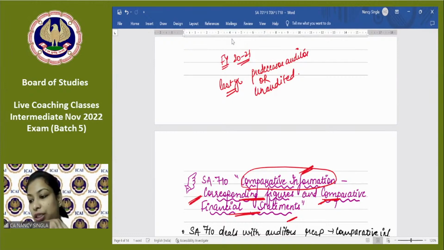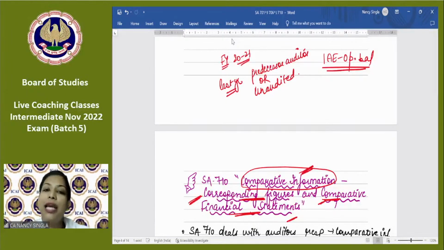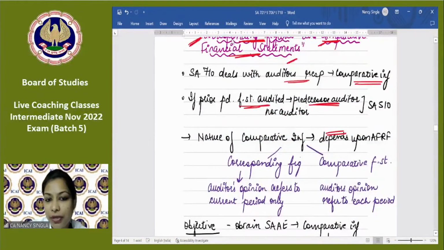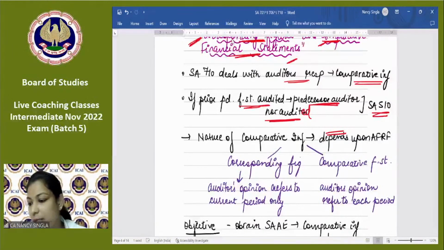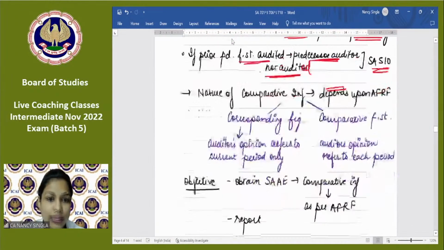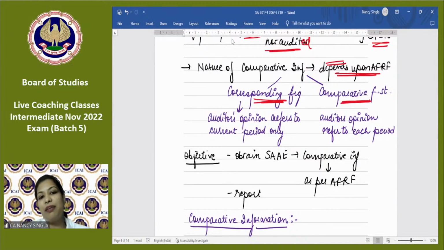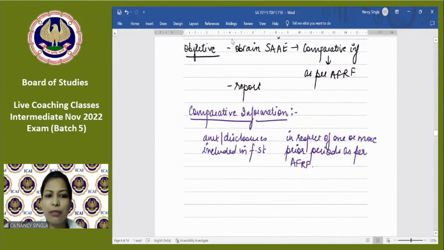Yes, SA 510. Khushi, Nilabjo, Smitha, Hitesh, Kehani, Charu, absolutely correct. Initial audit engagement, opening balances, है ना? तो auditor needs to consider his reporting responsibility as per SA 510. ठीक है? Now it says that if the prior period financial statements were audited by a predecessor auditor or were not audited, then SA 510 will come into picture. ठीक है? Hiral, Prabhas, absolutely correct. Charu, absolutely correct. ठीक है? Now, nature of financial information, whether it is corresponding or comparative, depends upon the applicable FRF, कि applicable FRF क्या बोलता है. अभी वो क्या होते हैं हम बाद में discuss करेंगे.